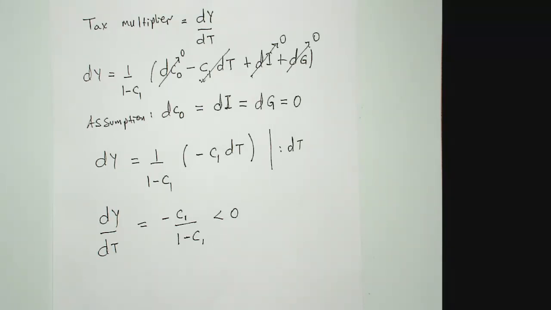How would you interpret the negative sign? As we have said for government expenditure, the taxes could also be interpreted in the same way. When taxes increase, income would decrease, so they have a negative relationship. And when taxes decrease, income would increase, so they have a negative relationship. This is how you would interpret the negative sign of the tax multiplier.